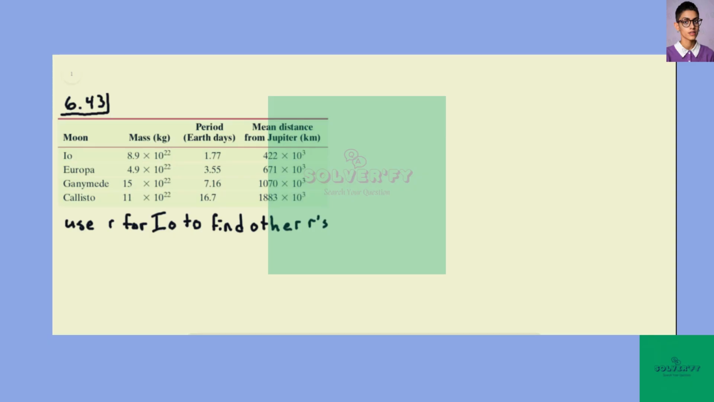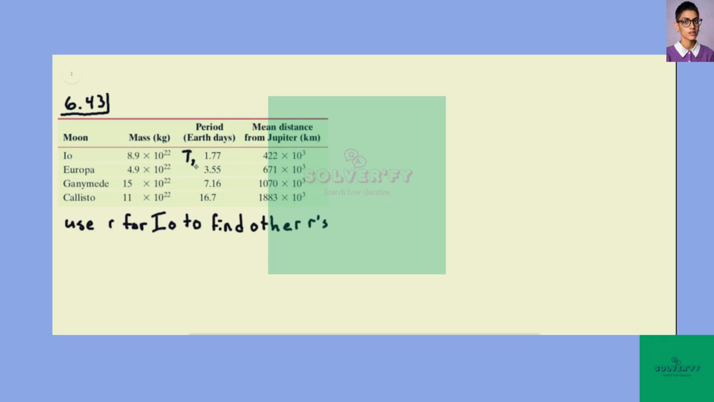(6.43). So this is part of a series of problems involving this table to do with the periods or the orbits of Jupiter's moons, the four largest moons of Jupiter. And for this problem in this series, we want to use the mean distance from Jupiter value for Io to find the other mean distances using Kepler's third law, and then we want to compare our results with what we get in the table. So we'll use the period and mean distance from Jupiter of Io.